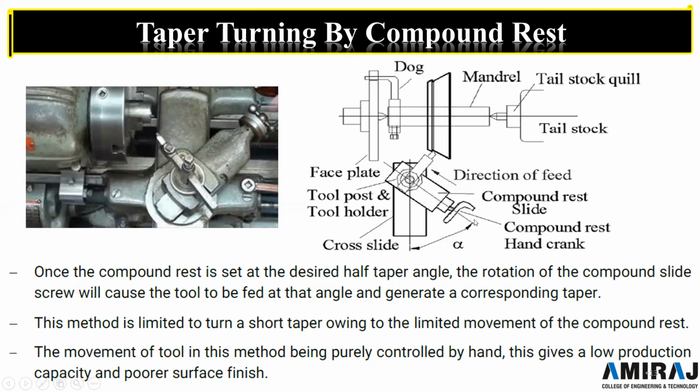By this handle, the compound rest slide is used to give the direction of feed, and this cross slide is also used parallelly to give feed if we are cutting in the straight direction. Once the compound rest is set at the desired half taper angle, the rotation of the compound slide screw will cause the tool to feed at that angle and generate a corresponding taper.